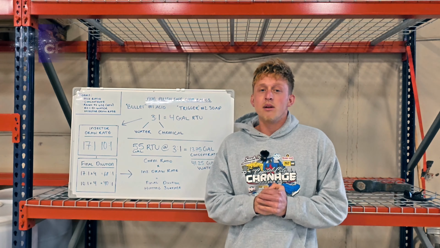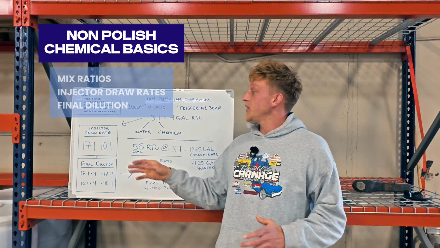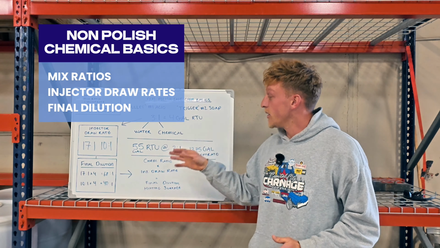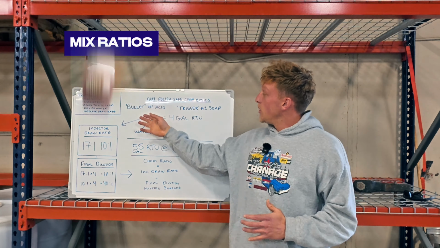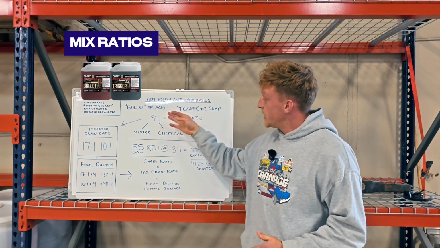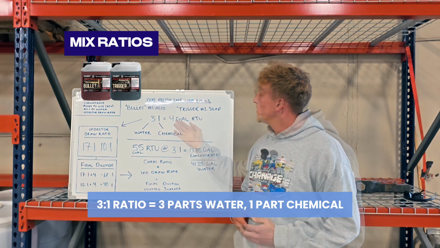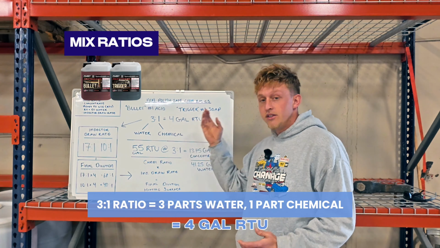Today we're going to go over our non-polish chemical basics. We're going to teach you mix ratios, injector draw rates, and final dilutions. We mix our bullet, which is our number 1 acid, and our trigger, which is our number 2 soap, at 3:1. And that means 3 parts water and 1 part chemical. That would be 4 gallons of ready to use.